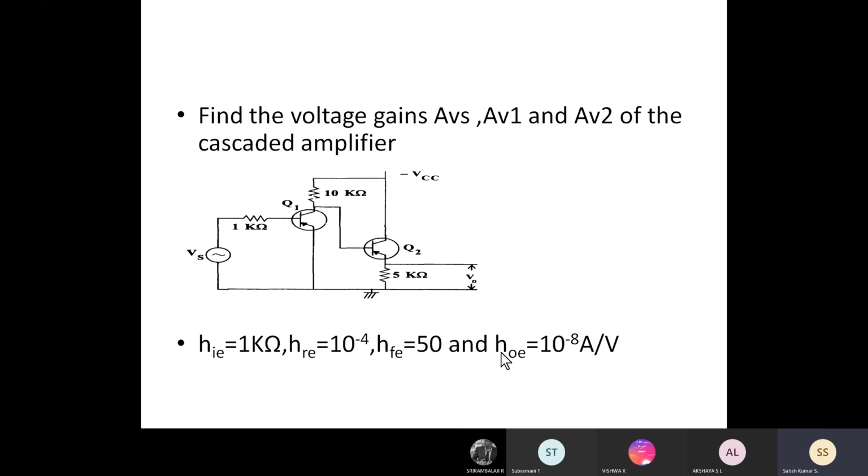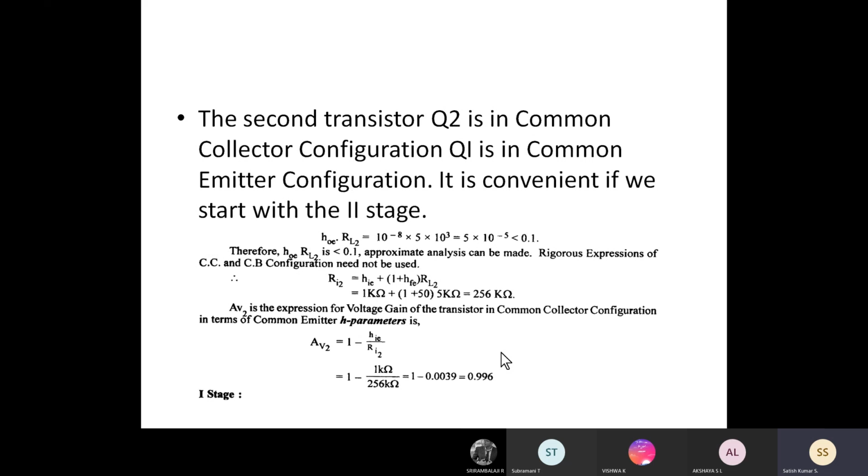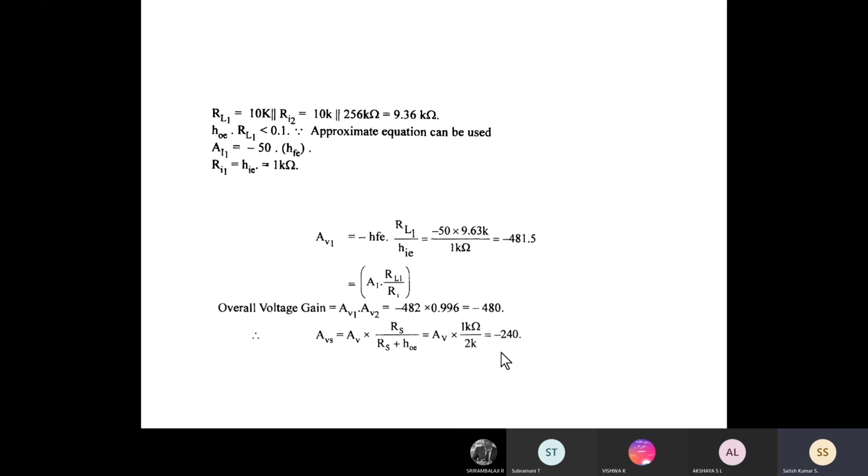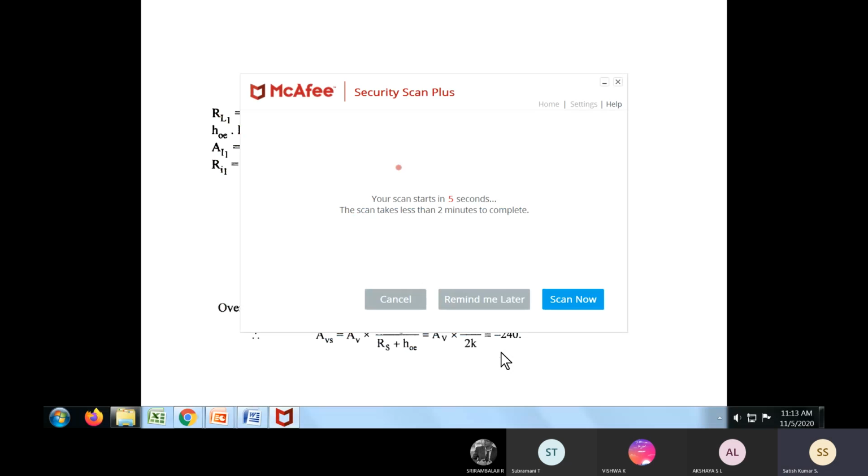So I am taking a common emitter as the first transistor and a common collector as the second transistor. Common emitter means you will get a negative sign. The common collector we took initially to calculate AV2. I have calculated AV2 as 0.996. Once you know the value of AV2, proceed to calculate AV1. AV1 also has a negative sign, minus 481.5, taken as approximately 482. Once you have these two gain values, the product of these two is the overall voltage gain. But the source voltage gain is based on your source resistance. So we have calculated the source resistance.